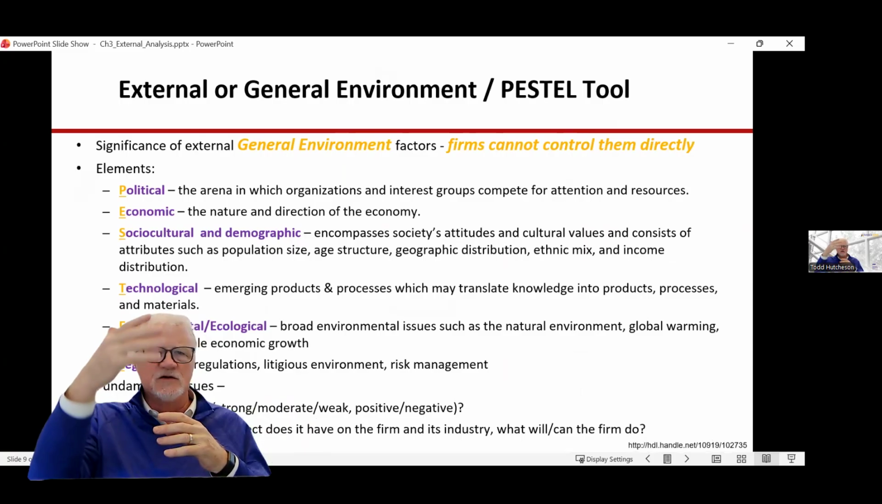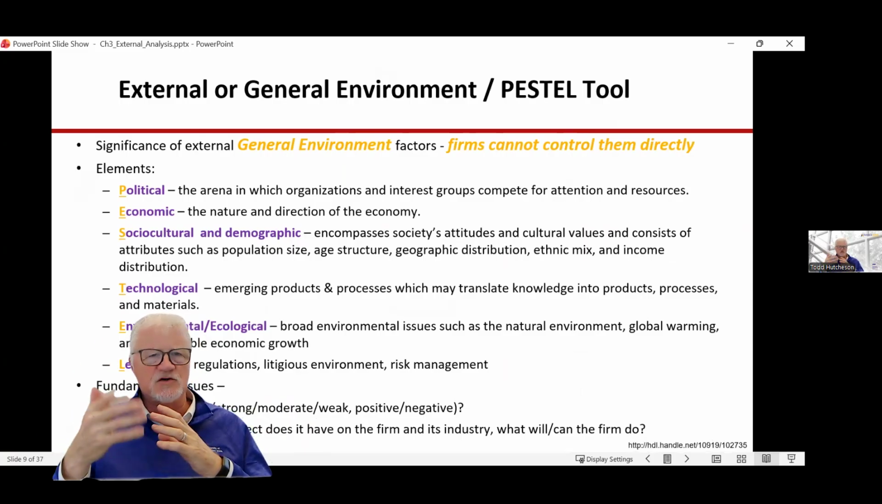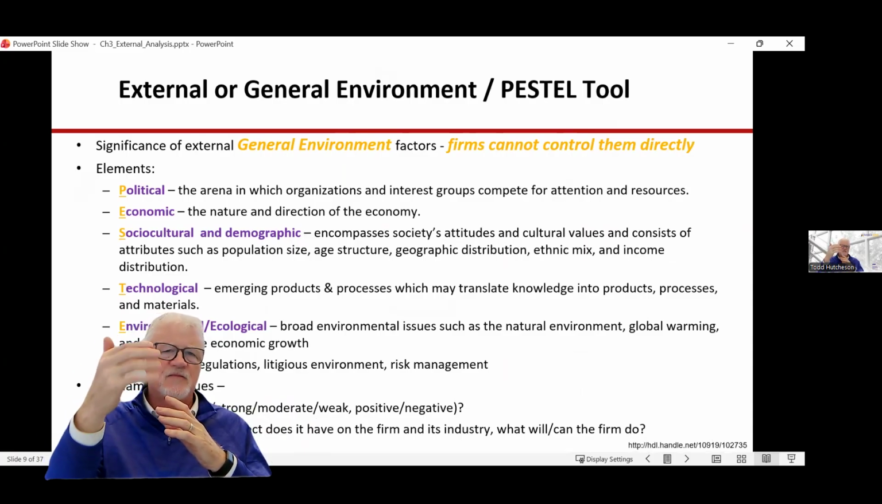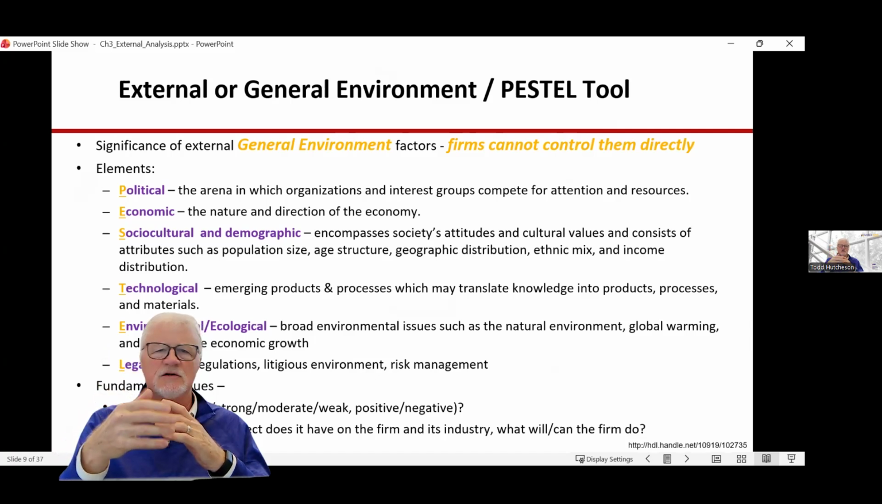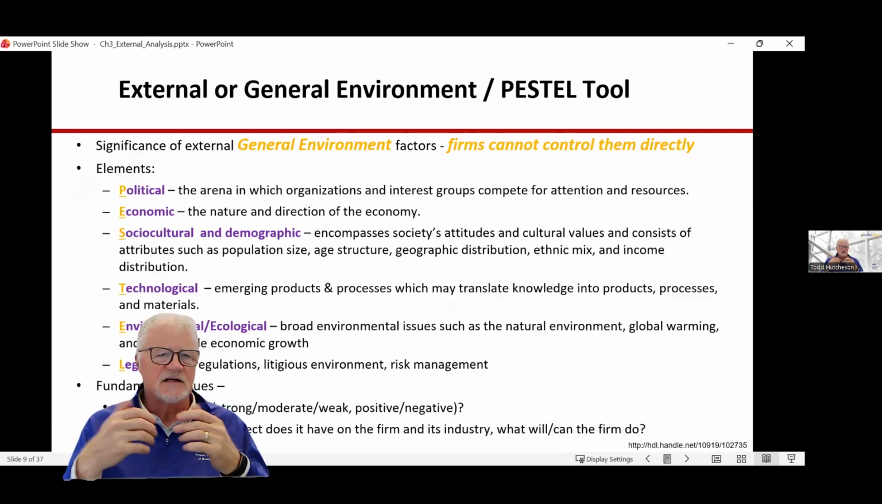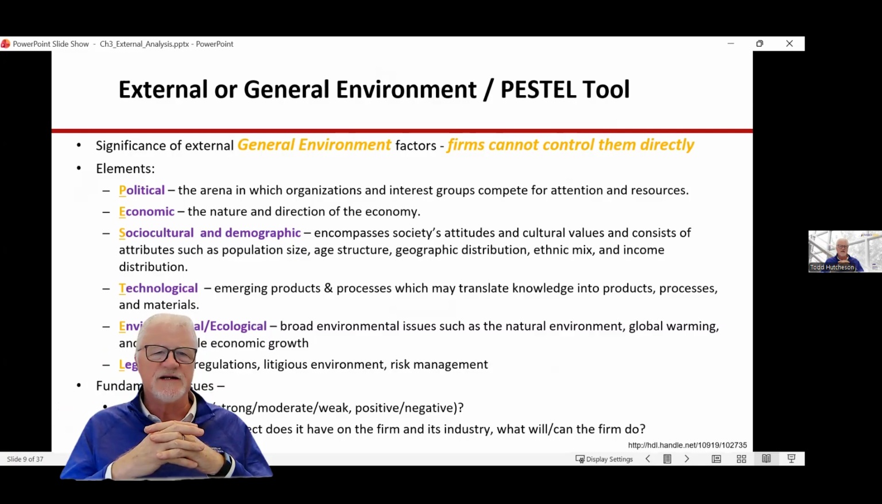And we use the PESTLE acronym, the PESTLE tool, to look at that. So P, political, E, economic, S, social, cultural, sometimes known as demographic, T, technological, E, environmental or ecological, and L for legal. We're going to go into each of those in a little bit more detail.